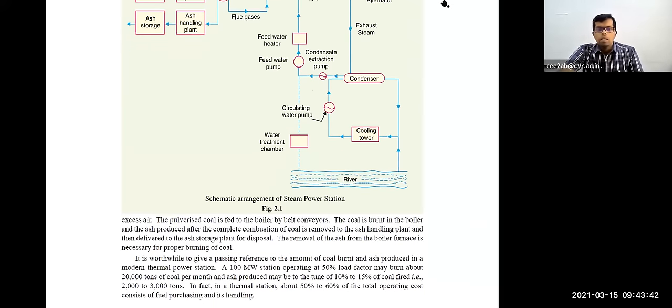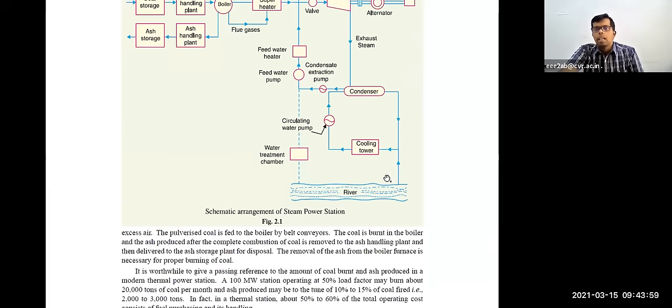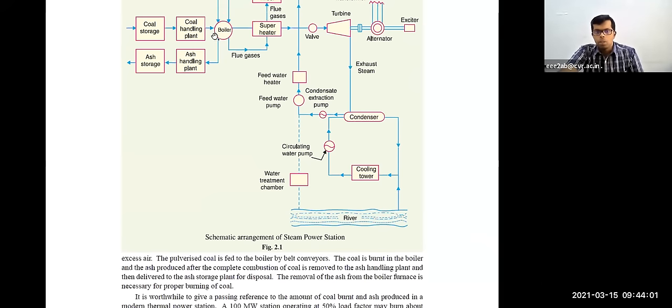consider. Okay, so if you see here, the pulverized coal is fed into the boiler by belt conveyors. The coal is burnt in the boiler, and the ash produced by the boiler after complete combustion is removed to the ash handling plant. So a separate ash handling plant is also there. Here, after the furnace, that ash is being transferred to the ash handling plant.